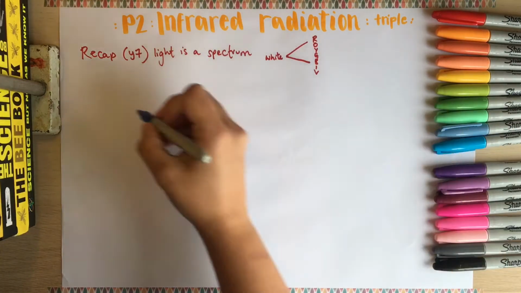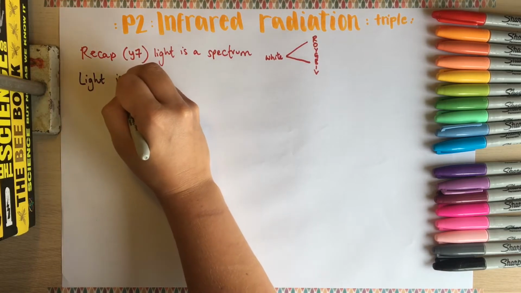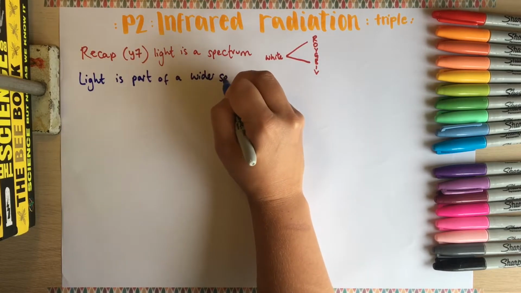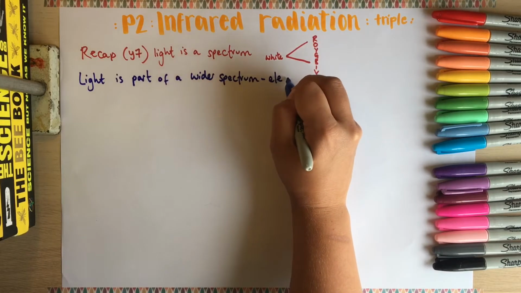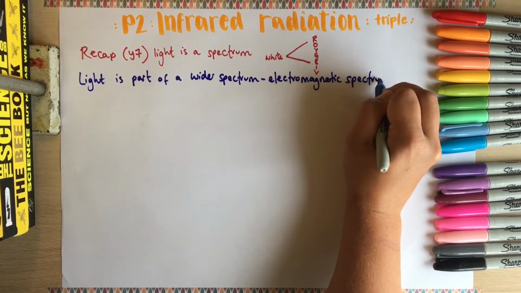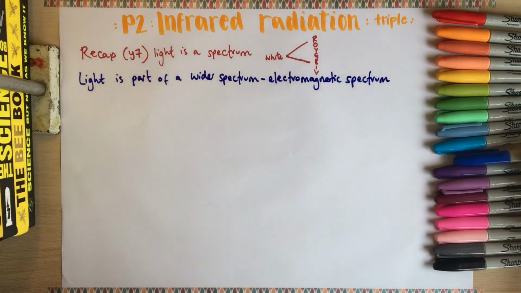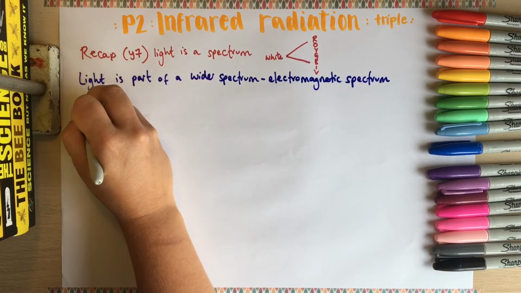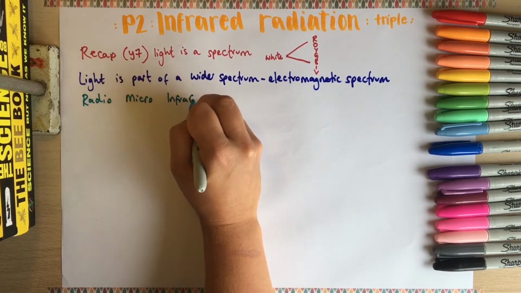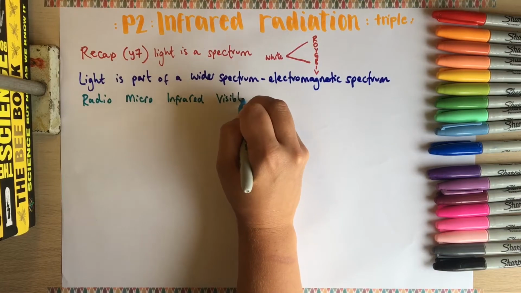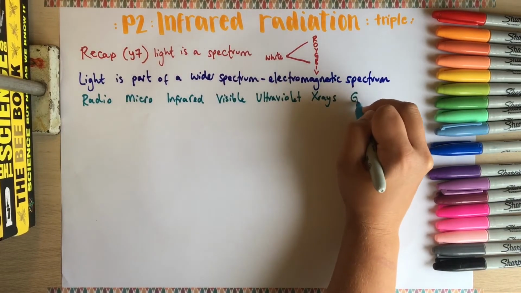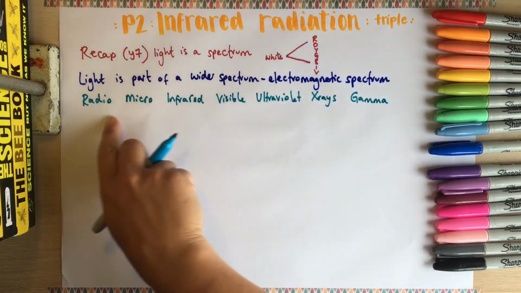So actually light is part of a wider spectrum, and this is called the electromagnetic spectrum. And you will no doubt have heard of some of these before anyway. So we have radio waves, microwaves, infrared, visible light, ultraviolet, X-rays and gamma rays. So some of these you will have heard of before.